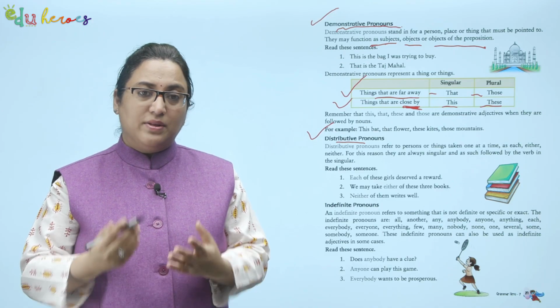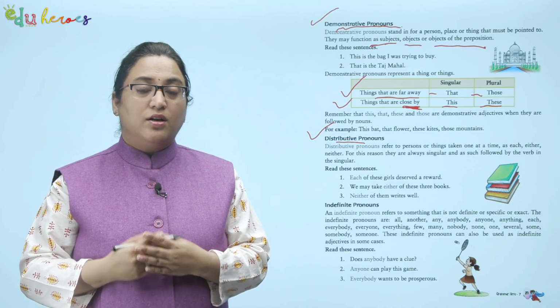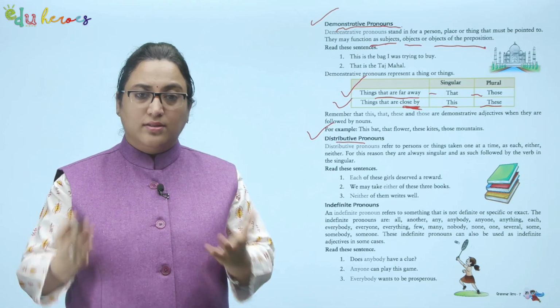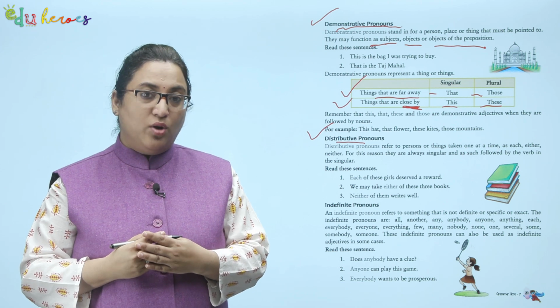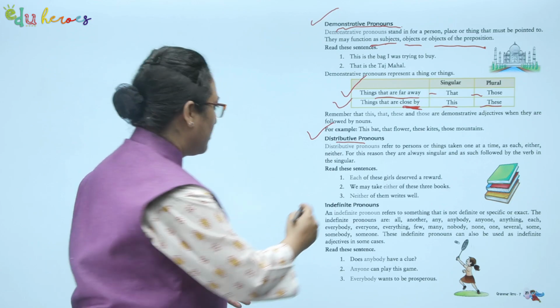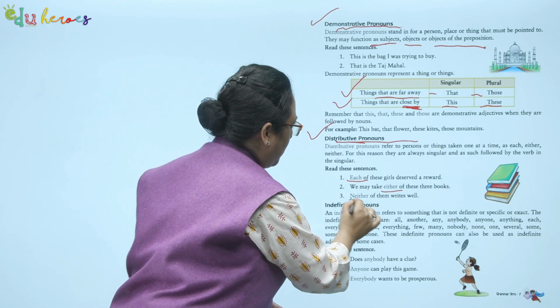Let's see these examples. Each of these girls deserved a reward. So, each is representing one out of all the girls. We may take either of these three books. Neither of them writes well. So, I am going to mark these special pronouns.